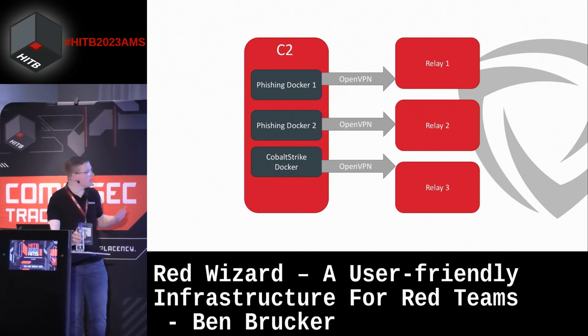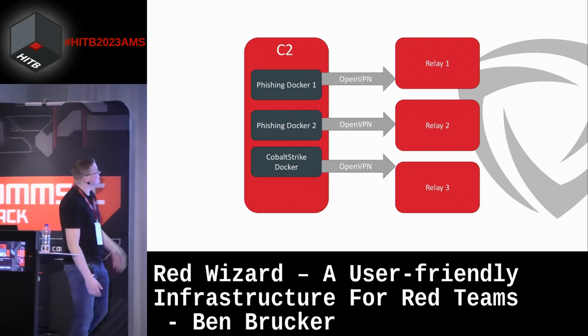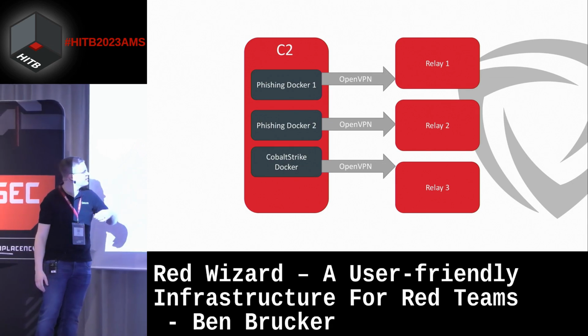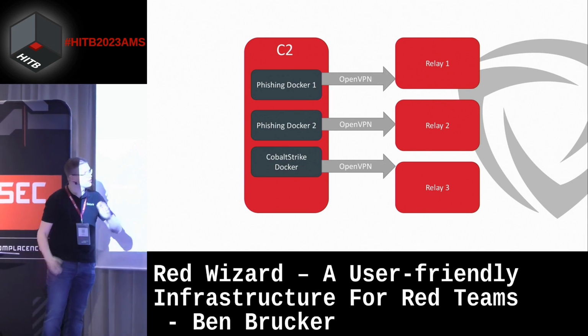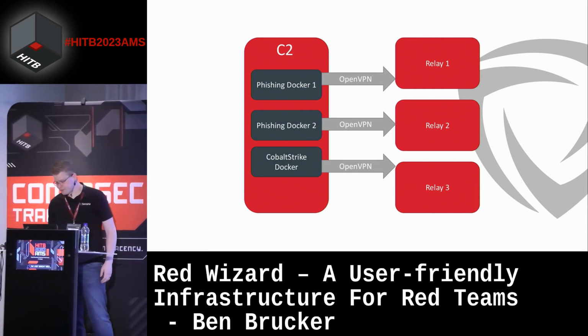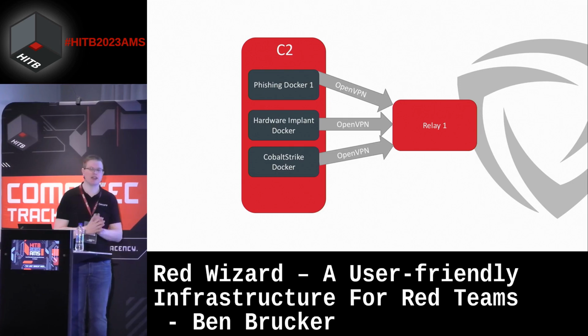And you can deploy multiple components on the C2. So for example, you have phishing campaign 1 that goes via relay 1, a second fish that goes via a second relay, and you have a Cobalt Strike that goes to a third relay. That would be the easiest configuration, but you can mix and match in any way that you want.